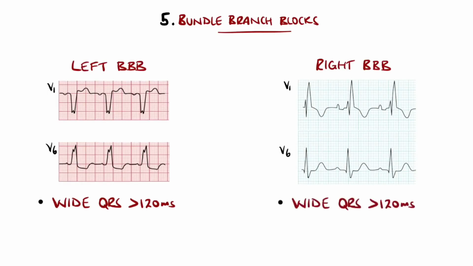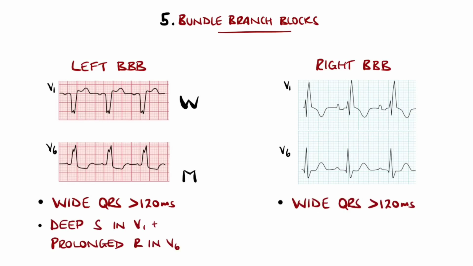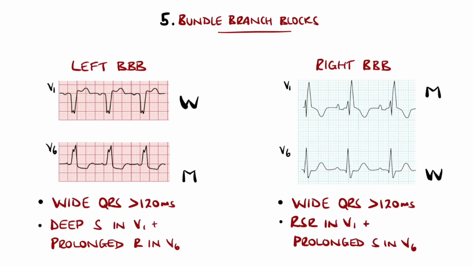Left bundle branch blocks feature a deep S wave in V1 and prolonged R wave in V6, giving a W and M shape respectively, while right bundle branch blocks have an RS-R wave pattern in V1 and prolonged S wave in V6, giving M and W shapes respectively. An easy way to remember this is with the mnemonic William Marrow.